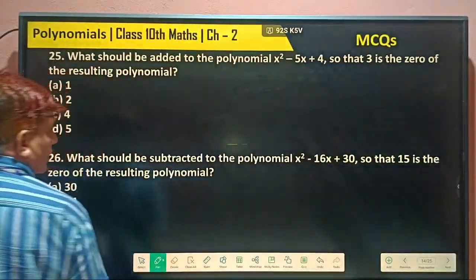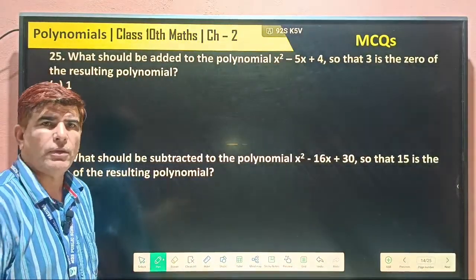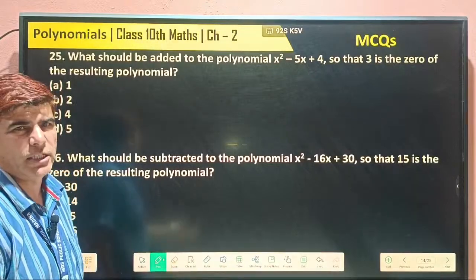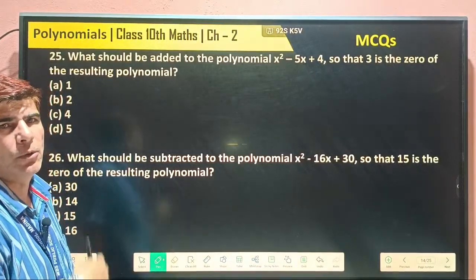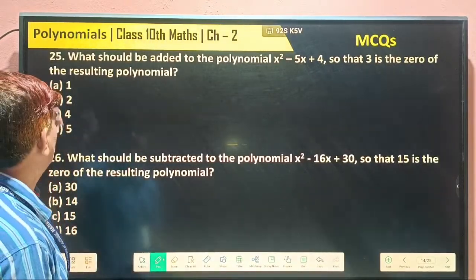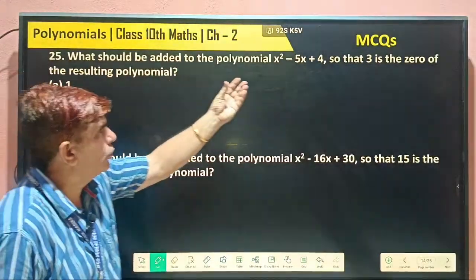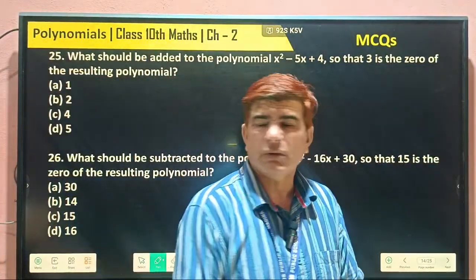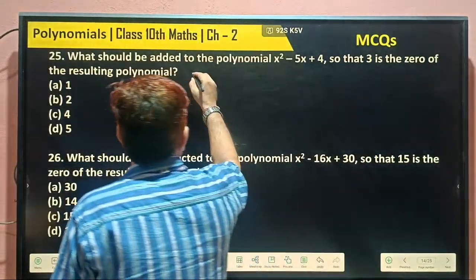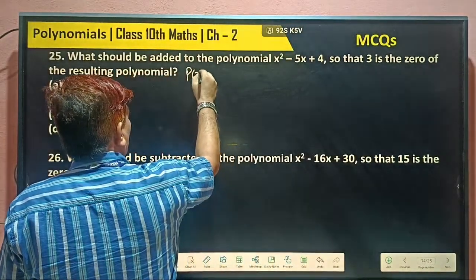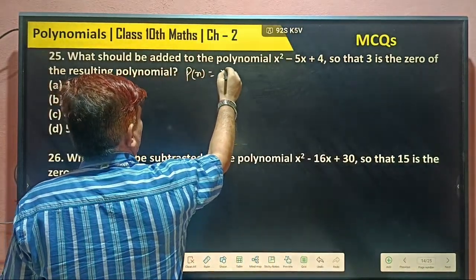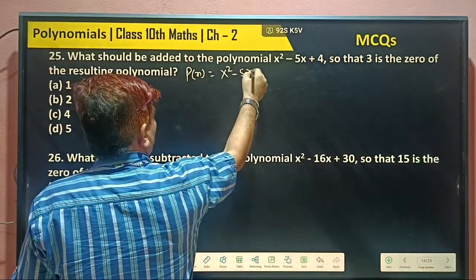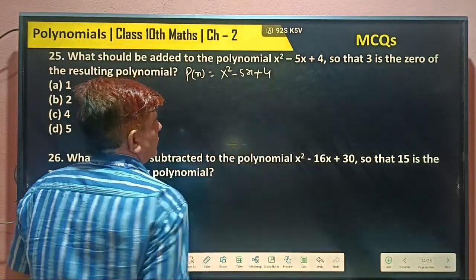Understood? Otherwise nothing in it. Alpha, beta, beta, alpha, reciprocal of each other. Both zeros are equal. This type of question: what should be added to the polynomial? Which polynomial? This polynomial p(x). What should be added in it? x square minus 5x plus 4.